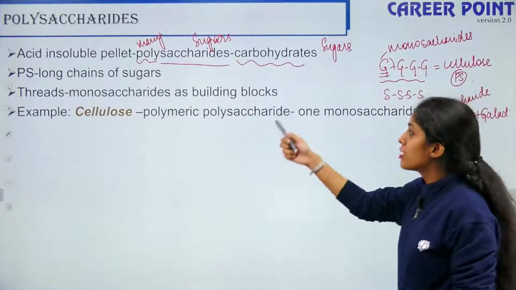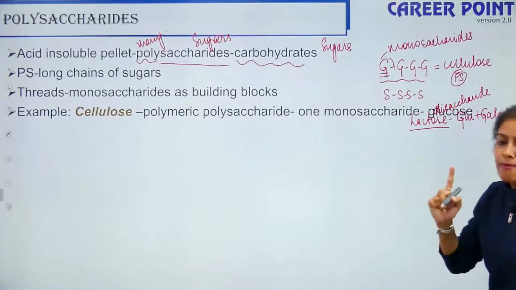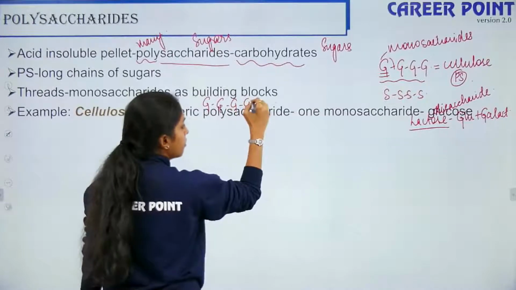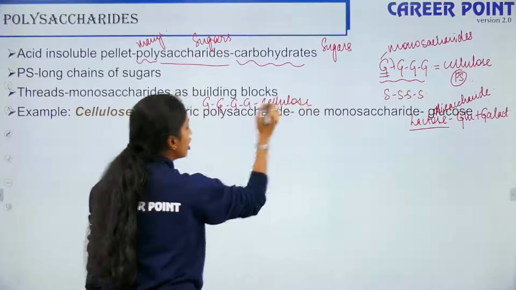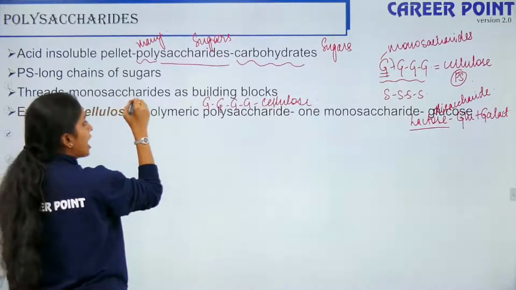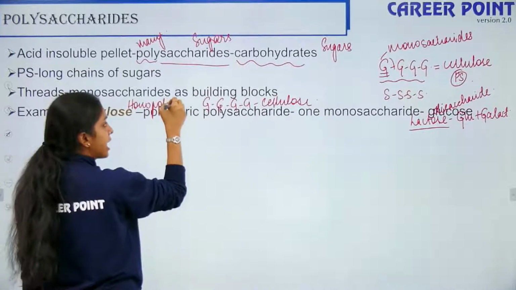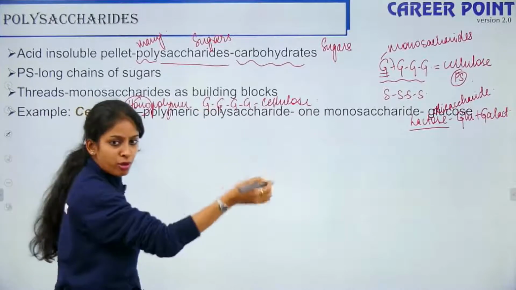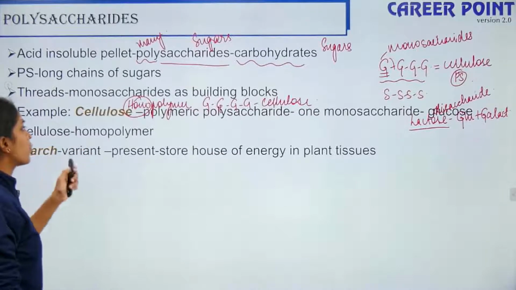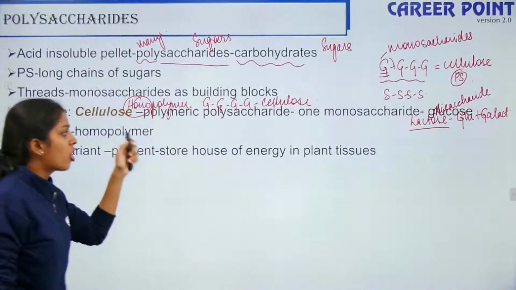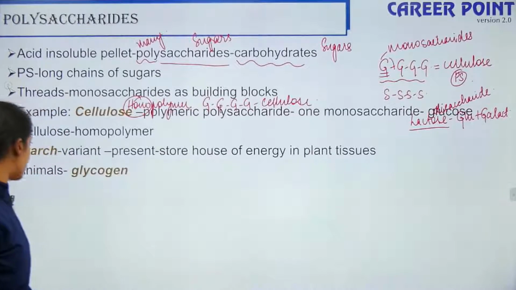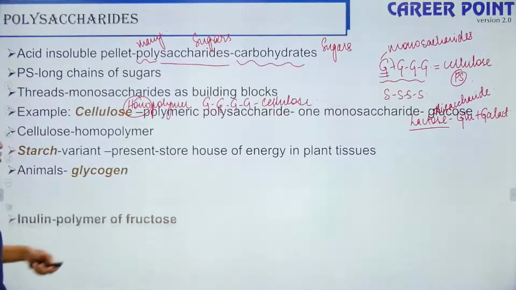Okay, so cellulose is a polymeric polysaccharide and it has one monosaccharide, that is glucose. Many long chains of glucose make up your cellulose molecule. Cellulose has a repeating structure of only glucose, no other monosaccharide, thus it is known as a homopolymer. Homo is same, right? It has a repeating structure of the same glucose, so it is a homopolymer. Starch is a variant of cellulose. It is a storehouse of energy in your plant cells. You do the starch test in plants using iodine, right? In animals, the energy is stored in the form of glycogen.